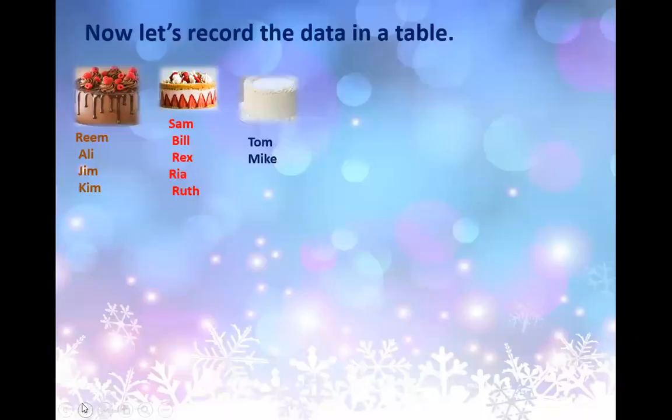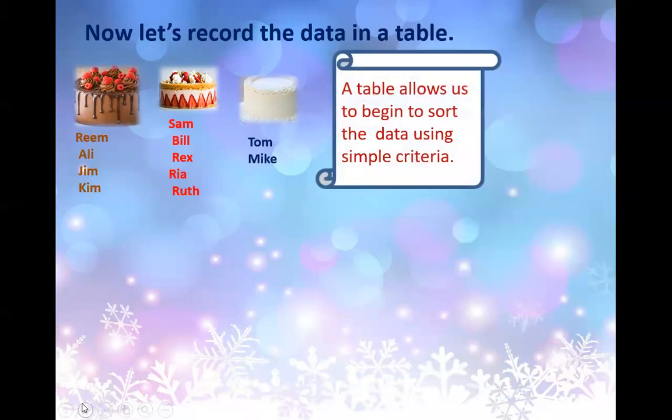Now, let's record the data in a table. Here, the chocolate cake are Reem, Ali, Jim, and Kim. Strawberry is Sam, Bill, Rex, Ria, and Ruth. Vanilla, Tom, and Mike. A table allows us to begin to sort the data using simple criteria.